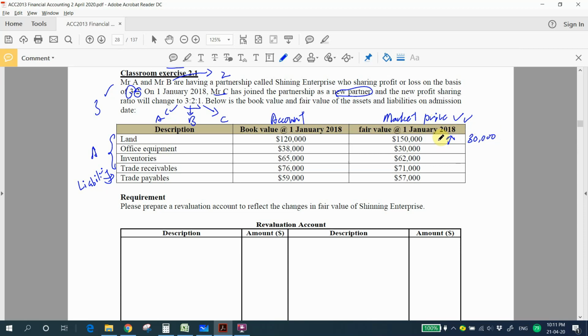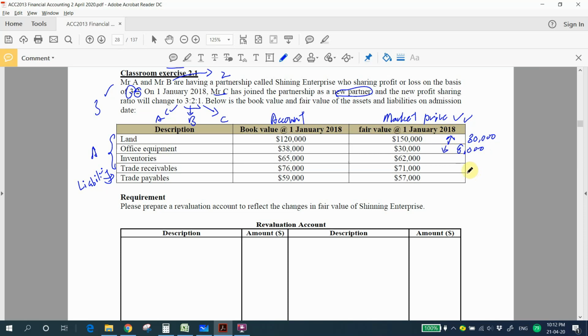Next, office equipment. Office equipment is an asset of the company, and the book value is 38,000. The market value, fair value, is 30,000. So does the value of the asset become higher or lower? The value of office equipment becomes lower by 8,000.